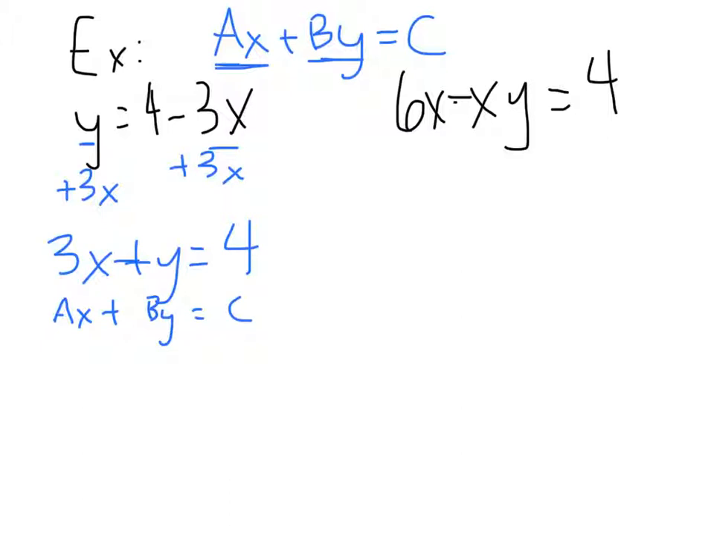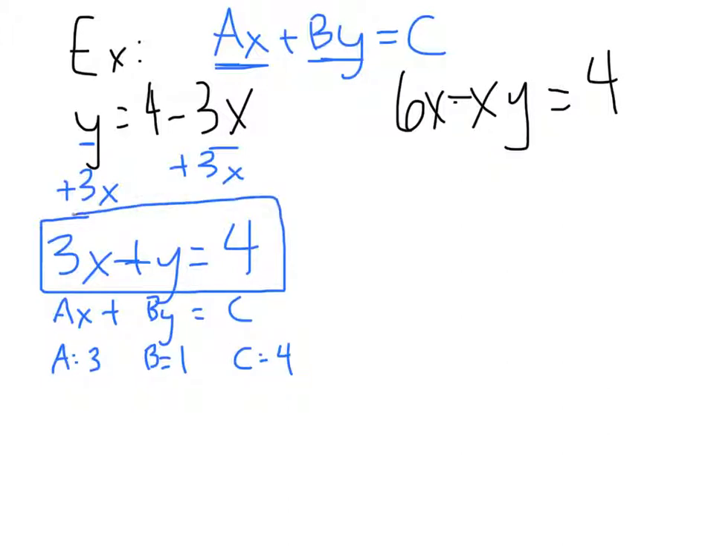And then I want to say, well, are there any factors that can go into 3? Because a equals 3, b equals 1, and c equals 4. Do 3, 1, and 4 have a greatest common factor besides 1? No, they don't have any common factors. So this is linear, and here's my equation written in standard form. All right, let's look at the next one.